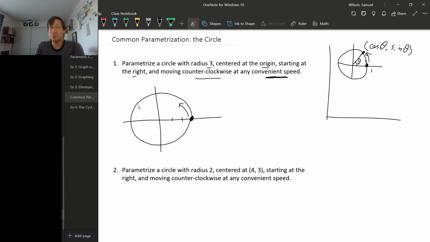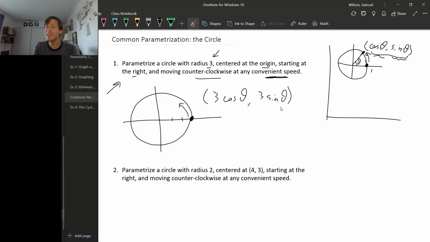So all we need to do to parameterize this particular circle is figure out how to modify our cosine and sine functions so that they trace out this particular circle. On their own, they automatically trace out a unit circle, but we need to figure out how to trace out this circle. Well, the only thing that's different about this circle is that its radius is 3 instead of 1. So we can just scale everything up by 3. In other words, multiply both of these coordinate functions by 3. That would give us 3 cosine theta, comma 3 sine theta.